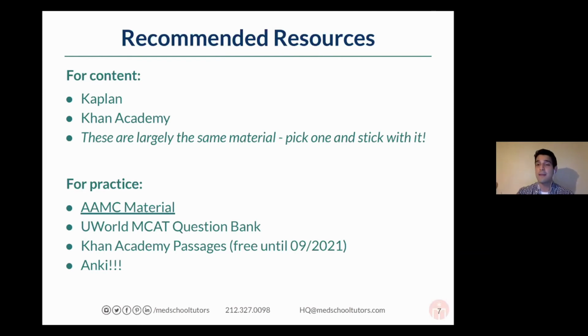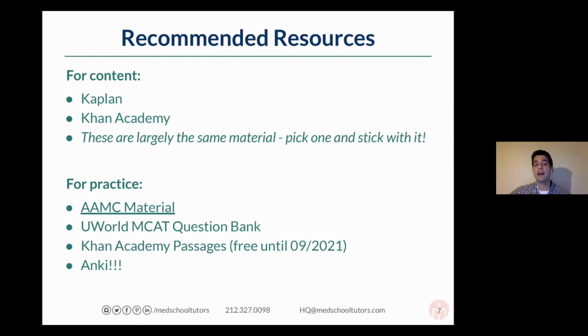But when I say AAMC material, I mean all the question packs that are available, the section banks, the full-length exams. These are going to be right from the test creators. They're so close to the real deal. The full-length exams are almost identical to the thing you'll see on test day. So that's absolutely worth checking out. I would recommend saving that material until the very end of your prep because it's the most precious resource.